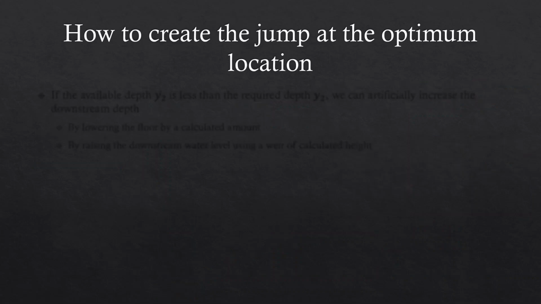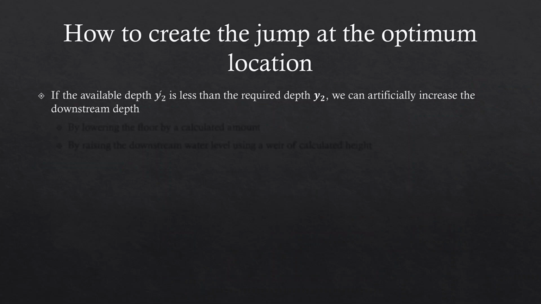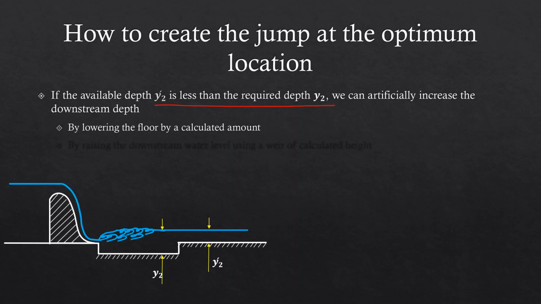If the available depth y2 dash is less than the required depth y2, then we can artificially increase the downstream depth so that the jump is formed. We can do that either by lowering the floor by some calculated amount like this. You see here the depth at this point is less than the required depth. So we have lowered the floor near the spillway so that the available depth is greater and is equal to the required depth y2. So the jump is formed very close to the spillway.